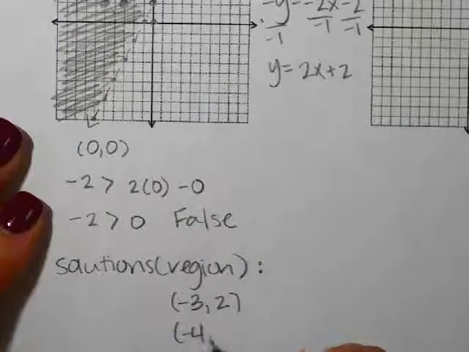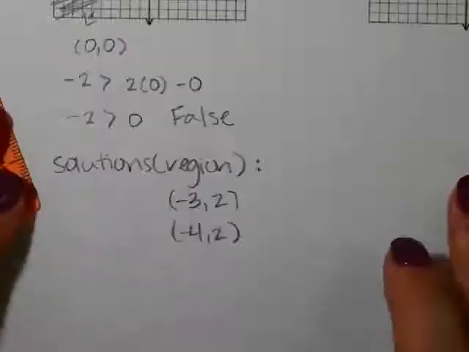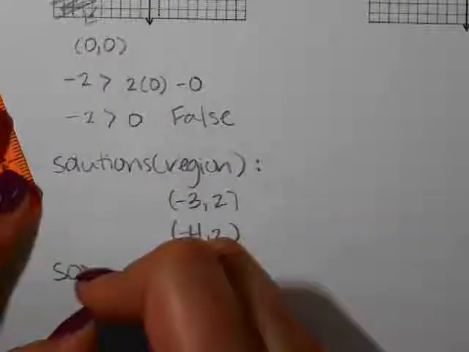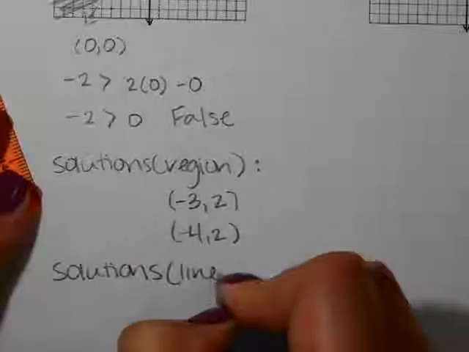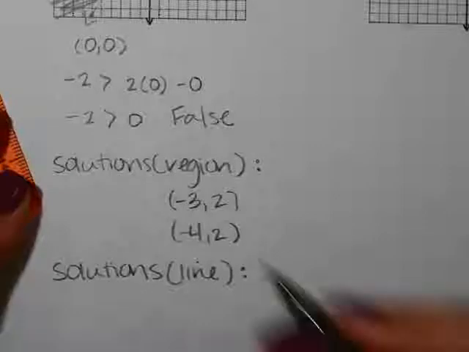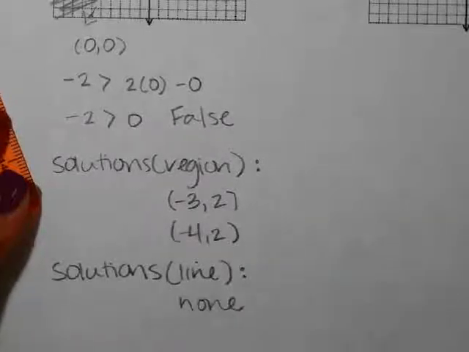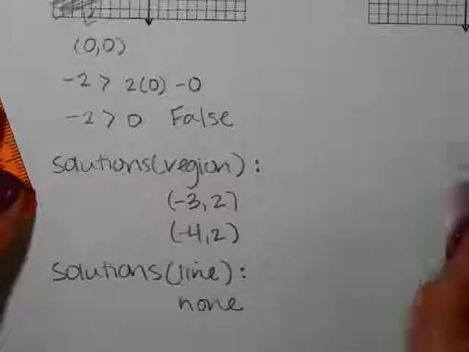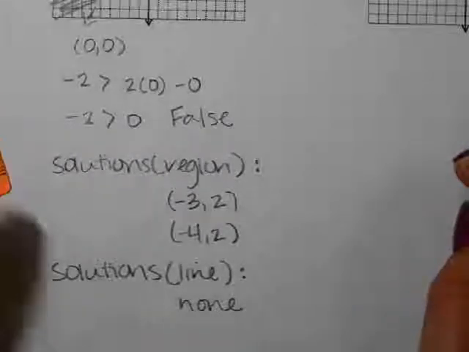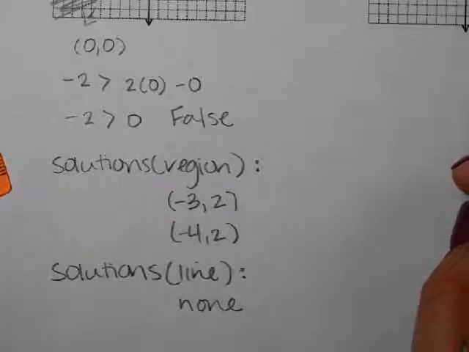Negative 4, 2. Okay. For this one, since we have a dotted line, is it possible to find solutions that are on the line? No. So we're going to say none. There are no solutions on the line because this is a dotted line. Okay? So the solutions are in the shaded region. They are not on the line. Okay, let's do the next example.